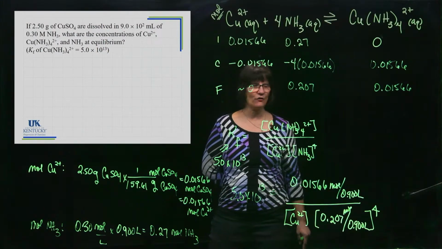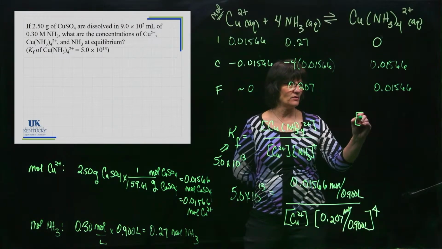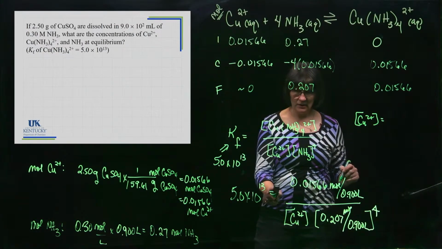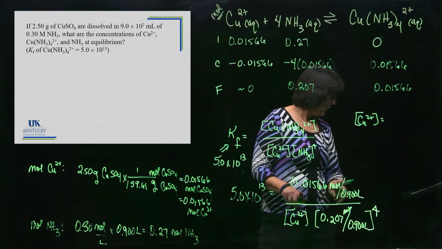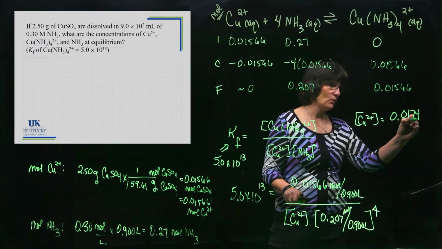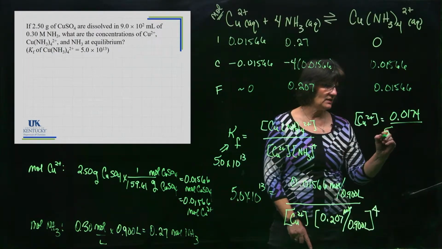And now I can solve for copper. How would I solve for copper? Well, copper's concentration is going to be, bring it up here. When I divide those numbers, I have 0.0174. I'm going to divide the 5 times 10 to the minus 13 to this side.